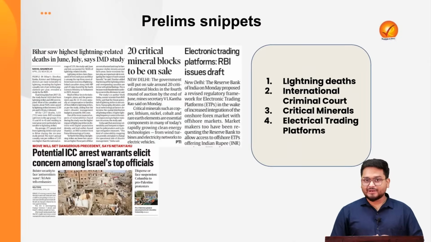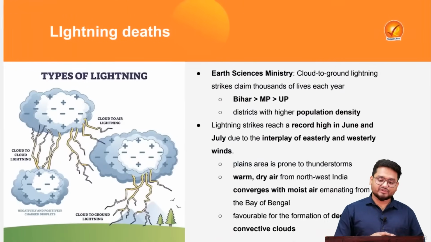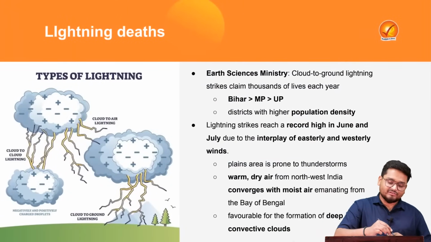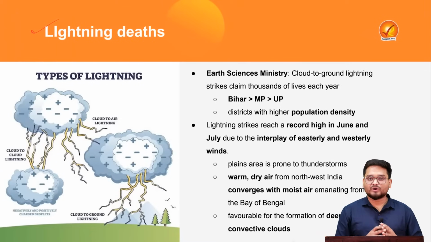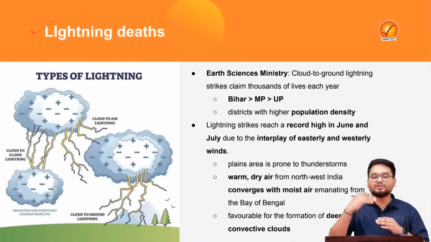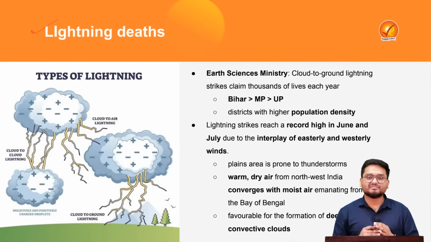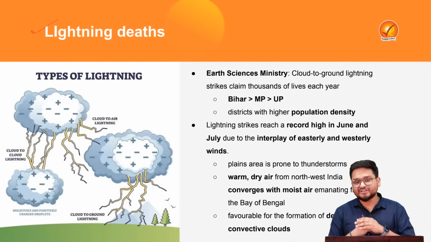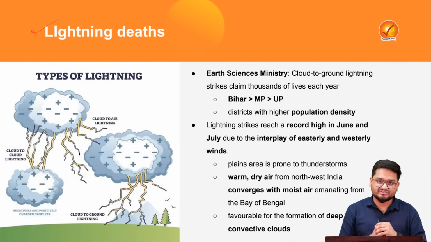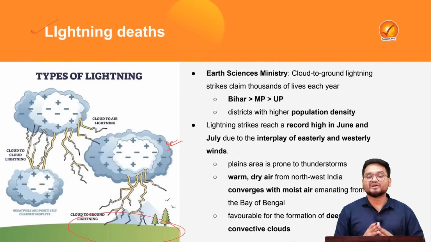Finally, we'll be looking at Prelims Snippet, the 4 important articles, starting with lightning deaths. Whenever we talk about lightning, we have to understand that in high altitude clouds, we have water droplets which coalesce and form ice droplets. Whenever these ice droplets come in contact with each other, they become charged. And whenever this charge is discharged from the clouds to the ground surface, we see a phenomenon known as lightning.